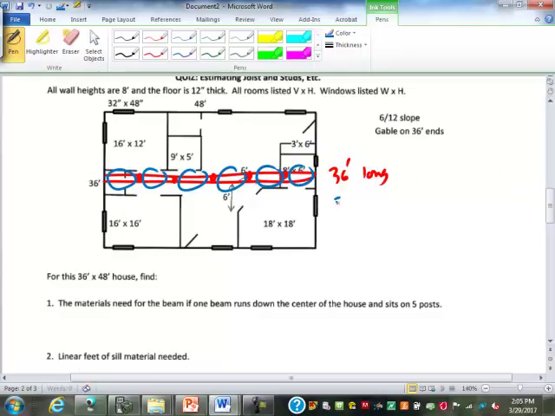So 36 feet, cut into 6 spans. How long is each span going to be? So what's the distance between posts going to be? 36 divided by 6 will be 6 feet. Yes. Thank you.